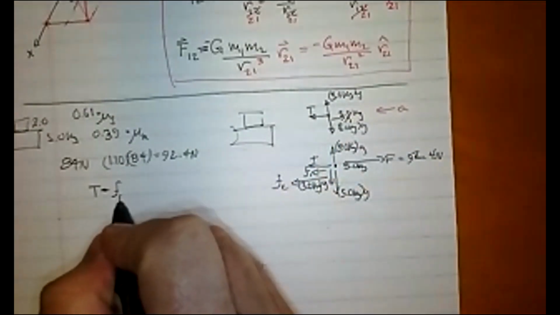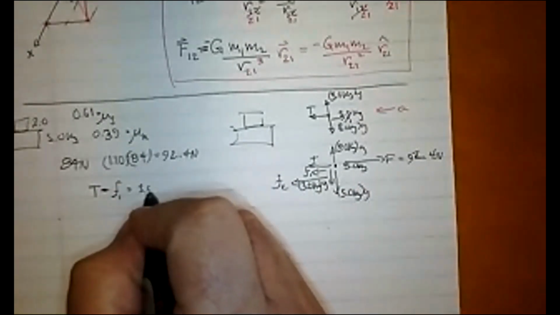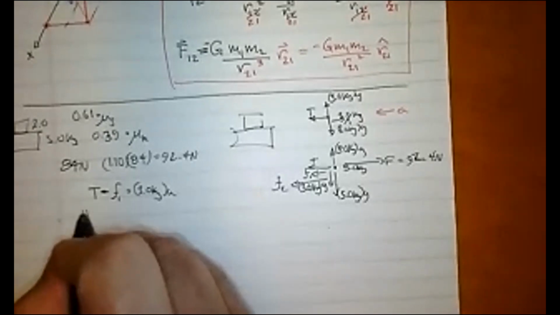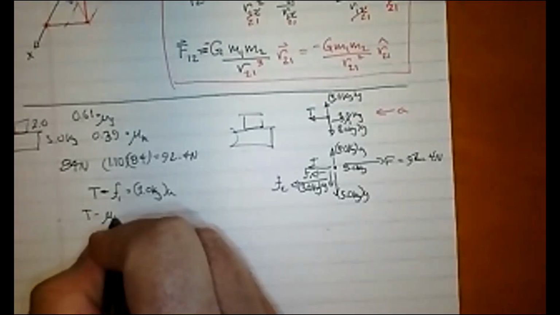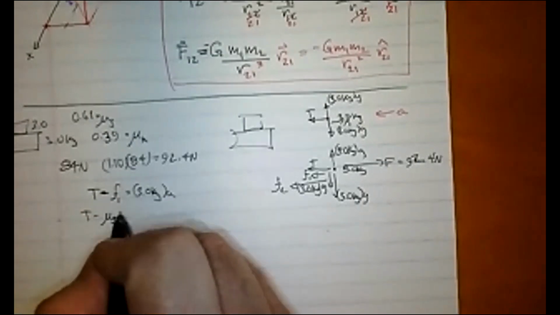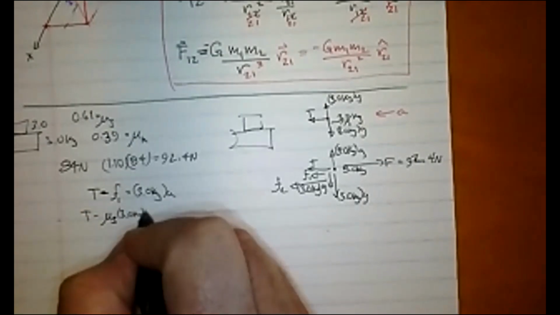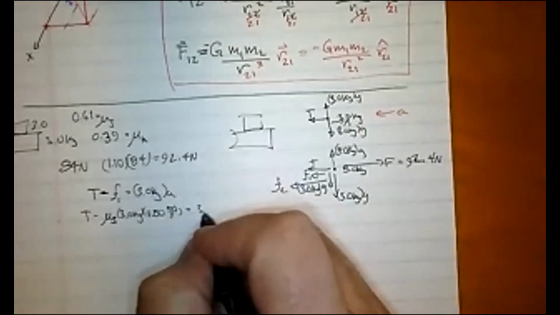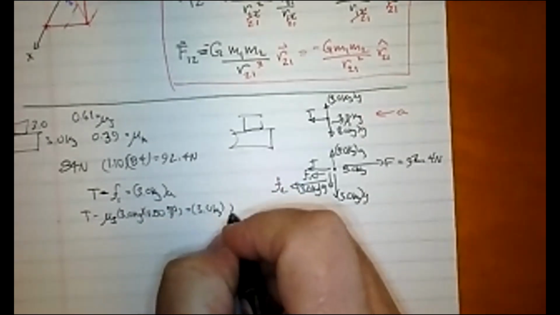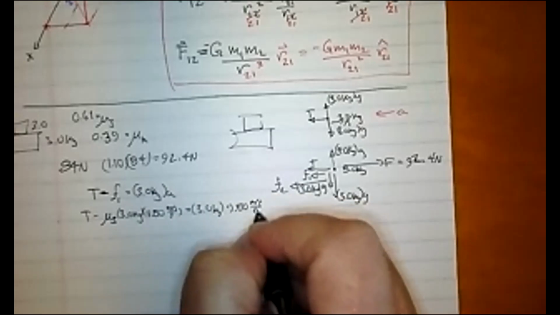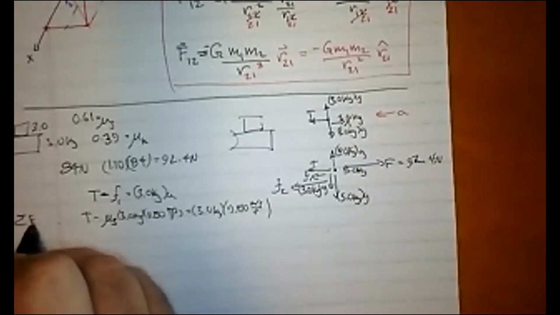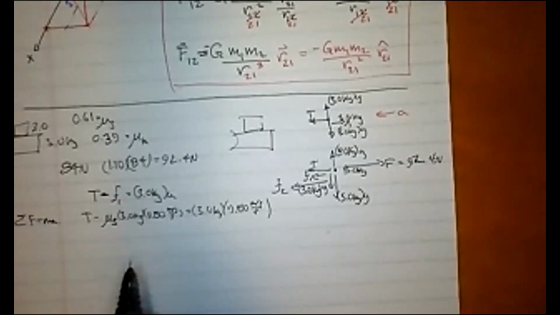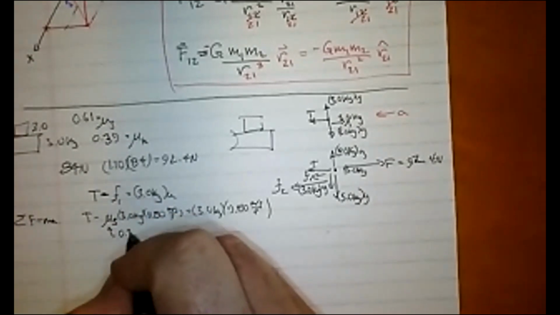So the first one, I'm going to do T minus F1 is equal to 3.0 kilograms times A, and T minus F1, but F1 is mu static times F normal, which is 3.0 kilograms times 9.80 meters per second squared. So that's my F equals MA for the 3 kilogram block. And we're saying that's 0.39.